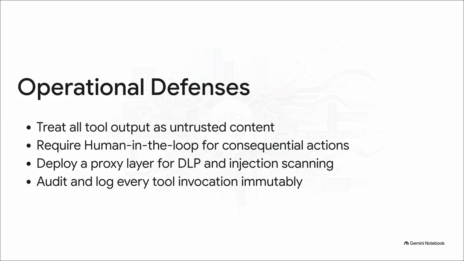Also, require a human in the loop for consequential actions. Things like moving money, deleting files, or firing off external messages. And to actually see what's going on, you've got to funnel all traffic through a centralized gateway or proxy layer for data loss prevention and injection scanning. Finally, audit and log every single tool invocation immutably. Tie those inputs and outputs directly back to the specific identity that triggered them.